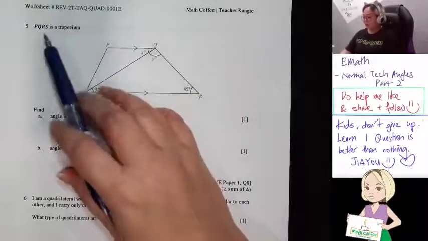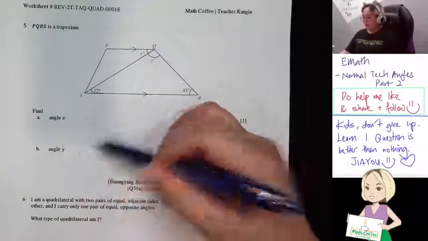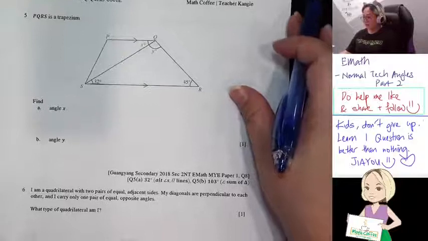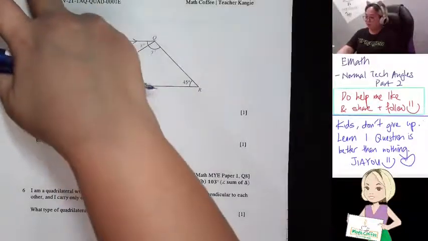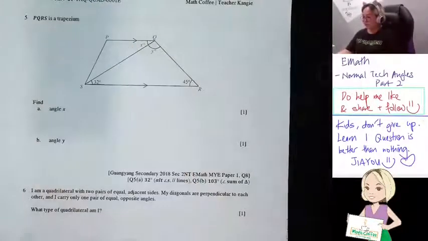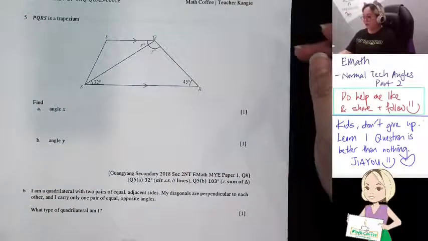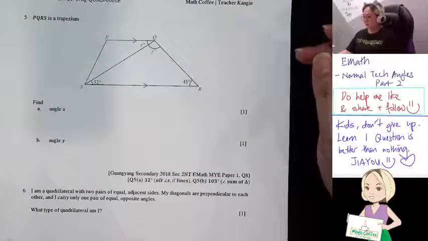Okay, let's continue. Angle X. In my school, my teacher said the reasoning is angle sum of triangle. Is it also correct? Yes, it's also correct.